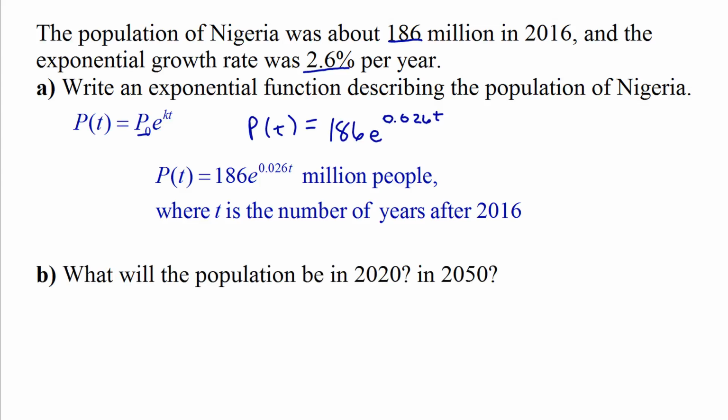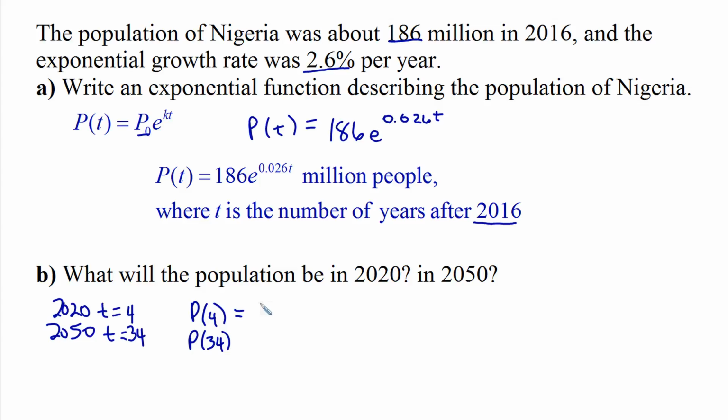Part B. What will the population be in 2020, in 2050? Well, since our model has t being the number of years after 2016, then the year 2020 has a t value of 4, and the year 2050 has a t value then of 34. So we need to find P at 4 and P at 34.